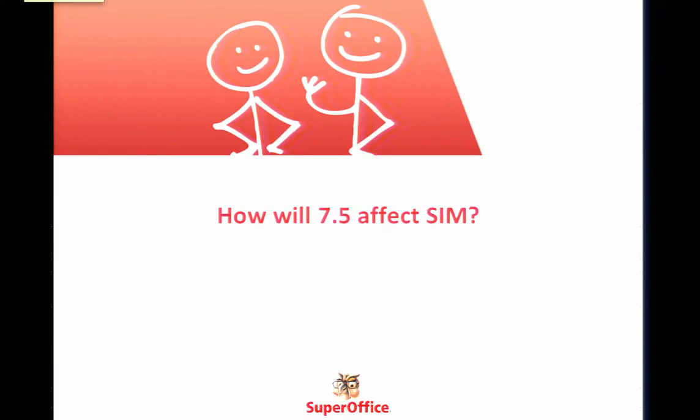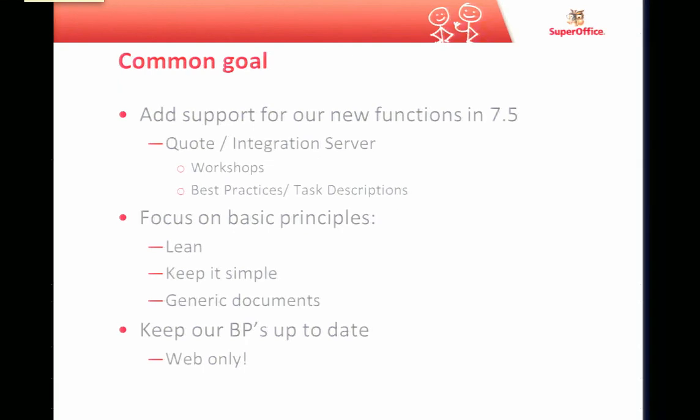So, in what way will 7.5 actually affect this framework? First off, as I said, we have to add some functionality for the new functions in SuperOffice, which is quote and integration server, or ERP sync as it's also called. We have to support it with adjustable workshops, configuration documents, and of course task descriptions, which is a huge part of SIM. So yeah, the workshops are important. That's where we are actually mapping up all the needs for the customer.